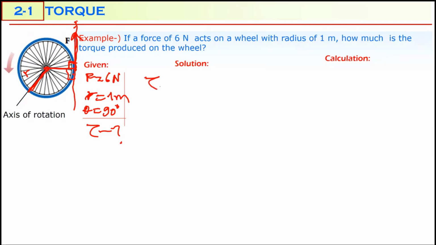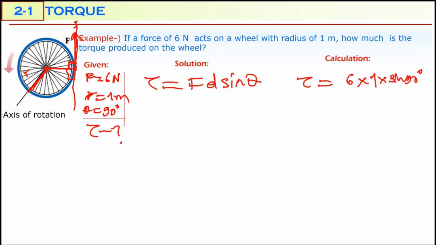So torque is equal to force times distance times sine theta. Let's calculate it. Force is 6 Newton, distance is 1 meter, and sine 90 is 1. So it's going to be 6 in magnitude.